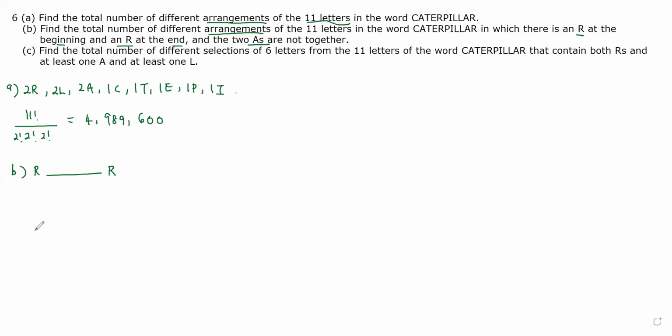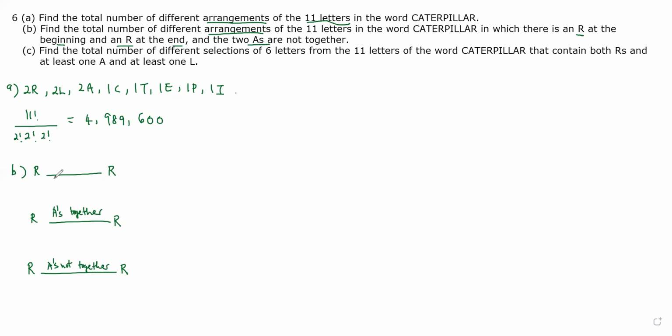It is easier to use the complement rule. So we find the case where you have an R at the beginning and the end, and the A's are together. When we subtract, we will get the number of arrangements where we have an R at the beginning and an R at the end, and the A's are not together.